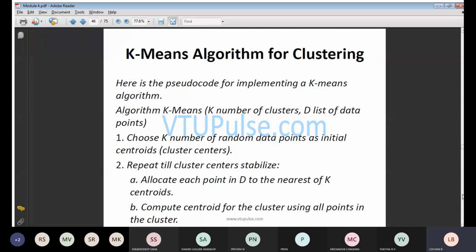We are going to allocate each point to the nearest centroid. Repeat till the cluster centers stabilize. That is, we allocate each point in D to the nearest of the k centroids. We compute the centroids for the clusters using all the points in the cluster.